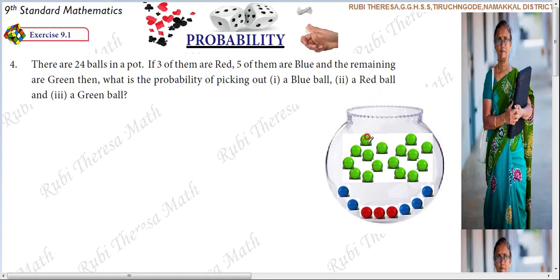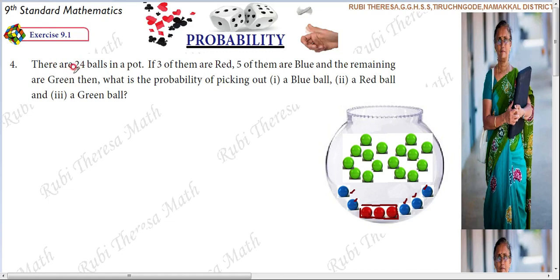Out of those 24, 3 of them are red. So 3 balls are red in color. Right? So we have noted here that 3 red balls are there in the pot. 5 of them are blue. And 5 blue balls are there: 1, 2, 3, 4, 5. And the remaining are green.